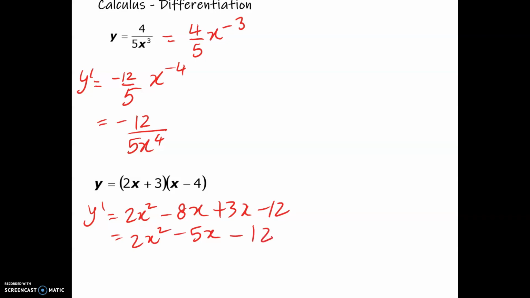Sorry, I should change that to y, not y dash. Now, y dash, now I'm differentiating. So that's going to be 4x minus 5. And there you have it. This is the basic skill that you must be able to master before you move on to applying them.